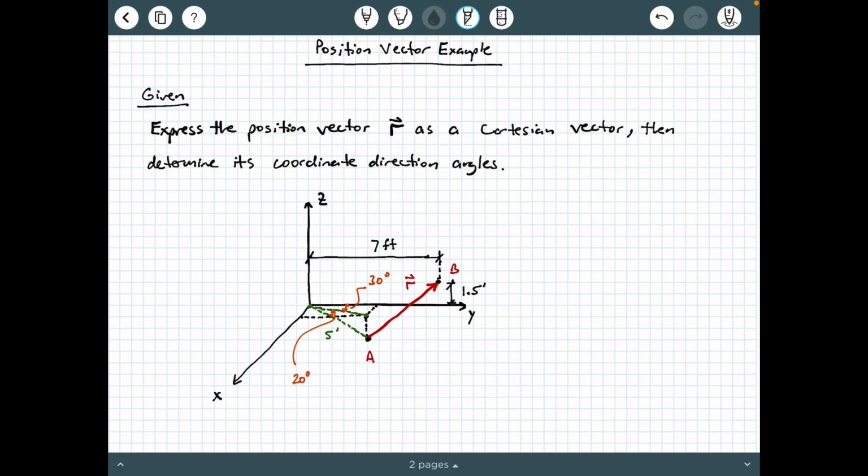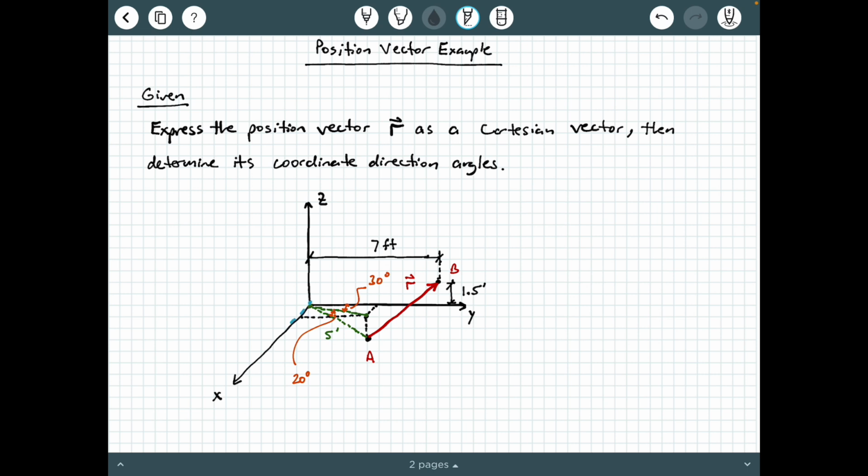Hey everybody, Dr. A here, and in this video we're going to be exploring an example of how to develop a position vector. So let's go ahead and get started. In the given information, we're being asked to express the position vector r as a Cartesian vector, then determine its coordinate direction angles. So let's go ahead and look at the 3D figure that we're given here.